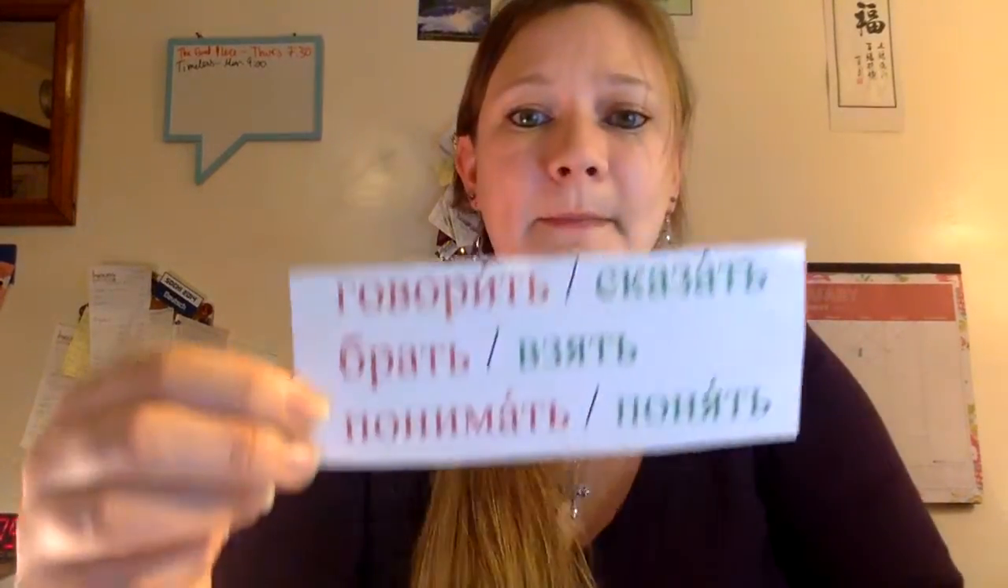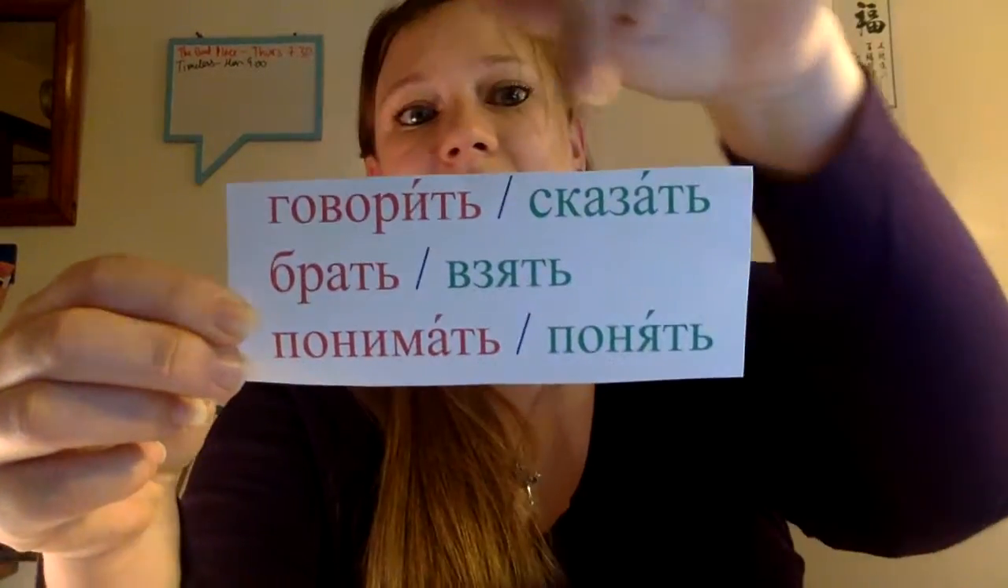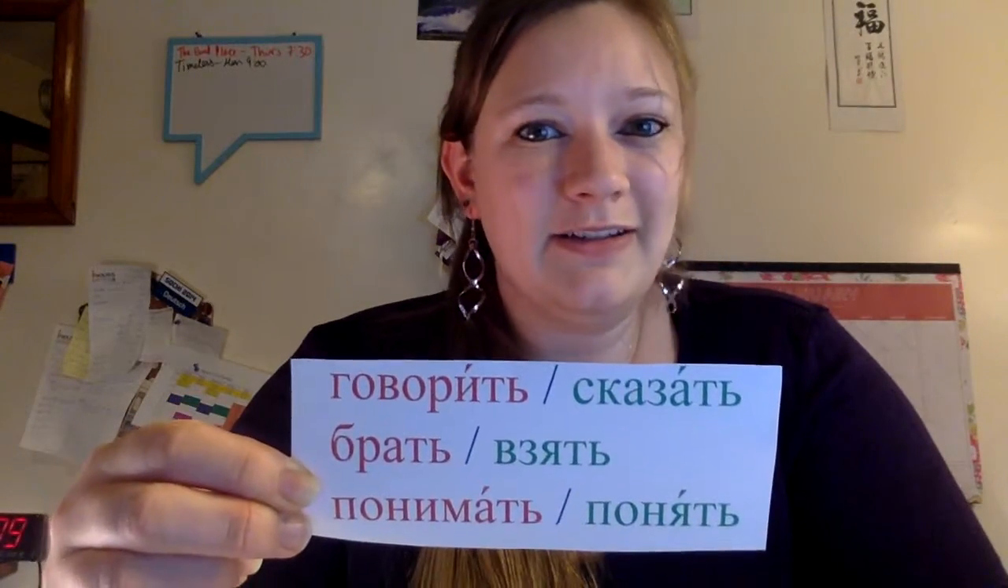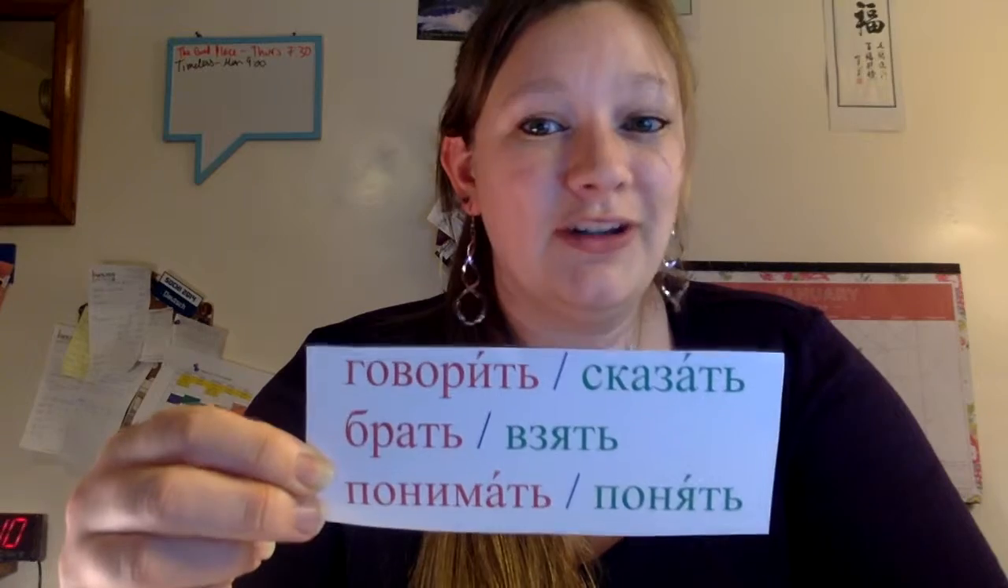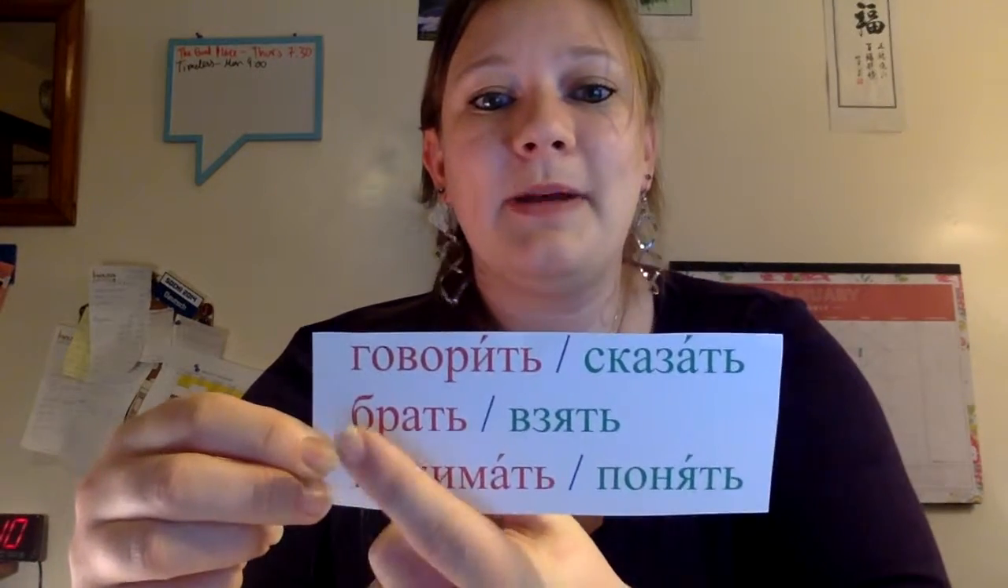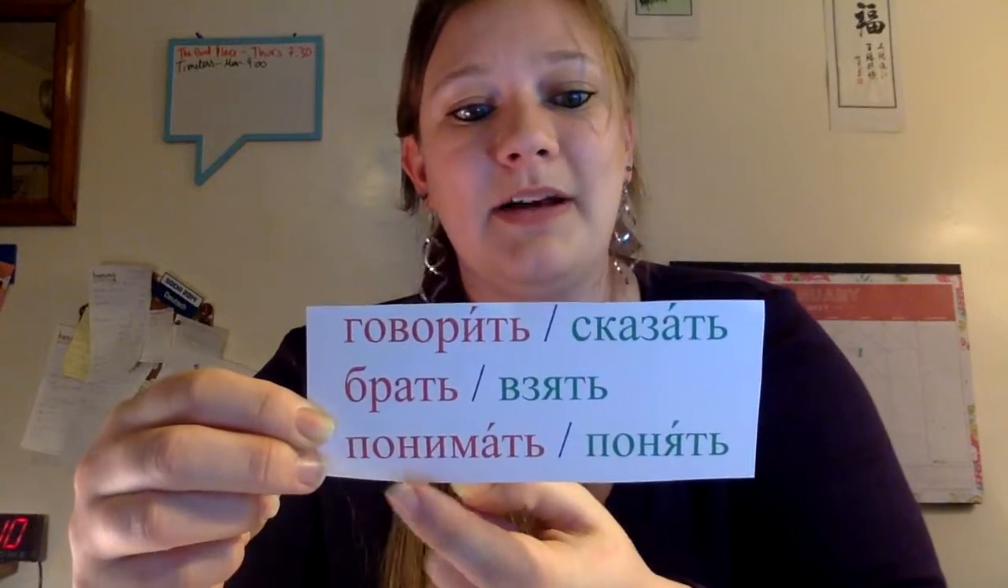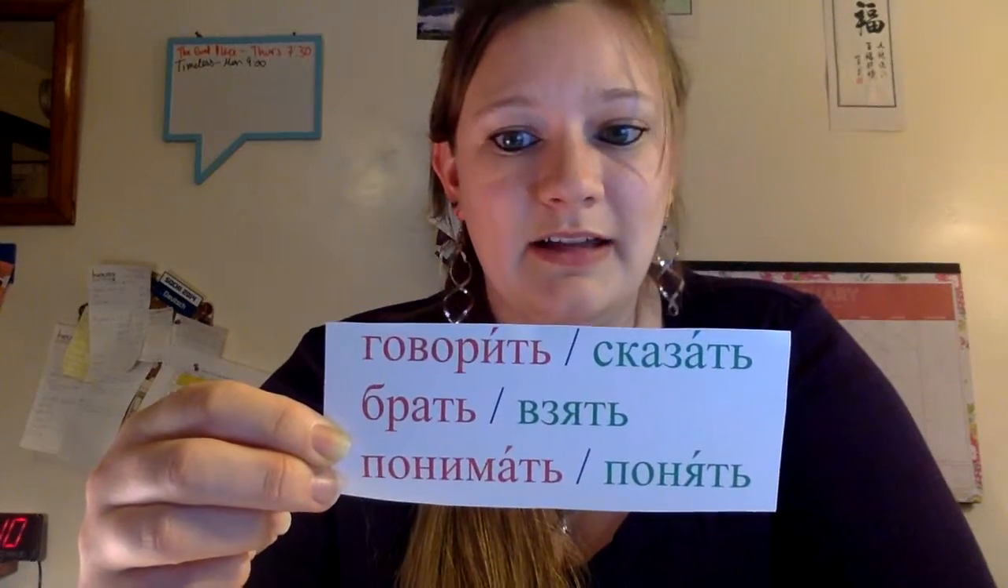We have some aspect pairs that are from different roots. So just from looking at them, if you didn't know them already, you probably wouldn't know that they make up a pair. Let's look at some ones that we've seen already. Говорить, to say, and сказать. You can see there's not much going on here that is overtly logical. Here's another pair. Брать, взять, to take. And our last one, понимать, понять, to understand.